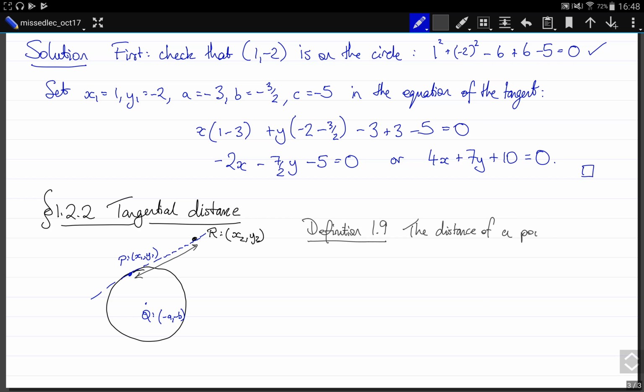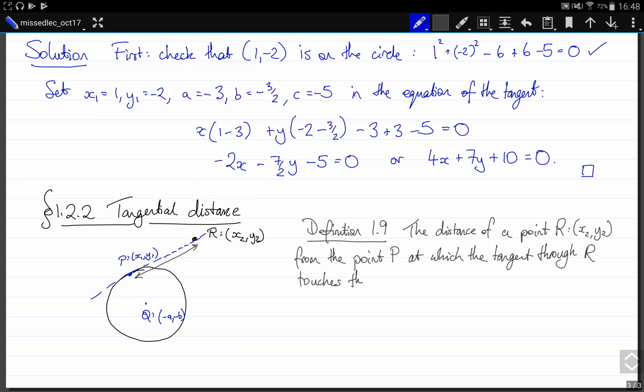The distance of a point R with coordinates x2, y2 from the point P at which the tangent through R touches the circle S with general equation x squared plus y squared plus 2ax plus 2by plus c equals 0. That's the circle with centre minus a, comma, b, which we called Q.